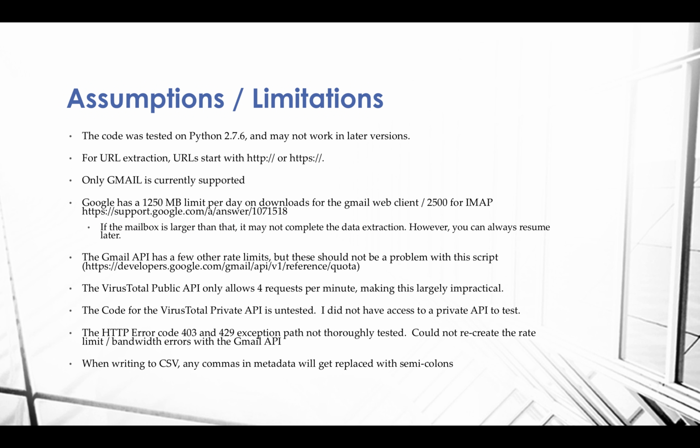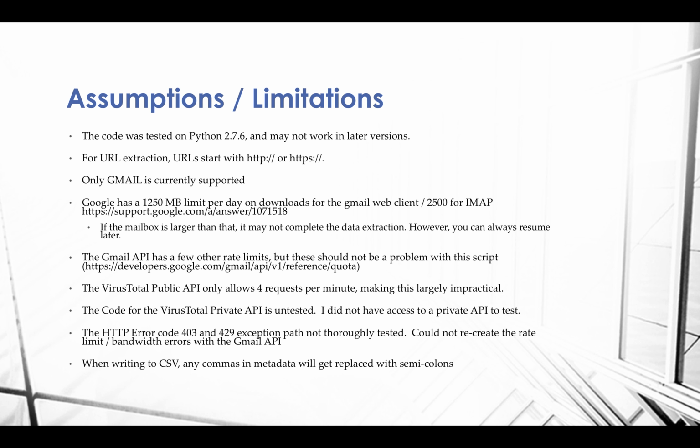I had to make a number of assumptions, and there are a few limitations to the current implementation of this tool. Everything was done in Python 2.7.6. I know for sure it doesn't work in Python 3 at the moment, but at some point I hope to remedy that. For URL extraction, I assume that the URL starts with HTTP or HTTPS. That may not be true in real life, but to avoid false positives, I made this assumption up front. Right now, as I said, Gmail is the only one supported, and hopefully we'll expand that to a few others.